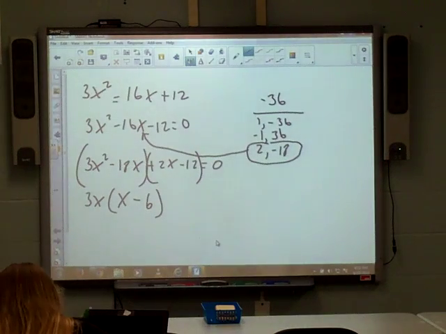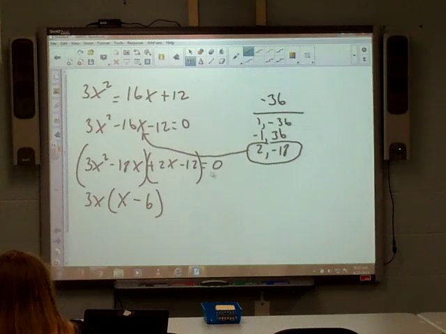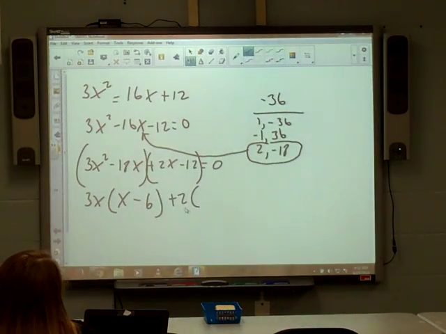Second group. 2x minus 12. What do they have in common? 2. Positive 2. If I divide that, what's 2x divided by 2?